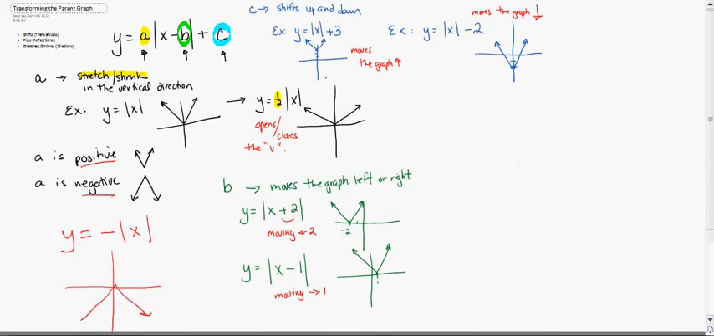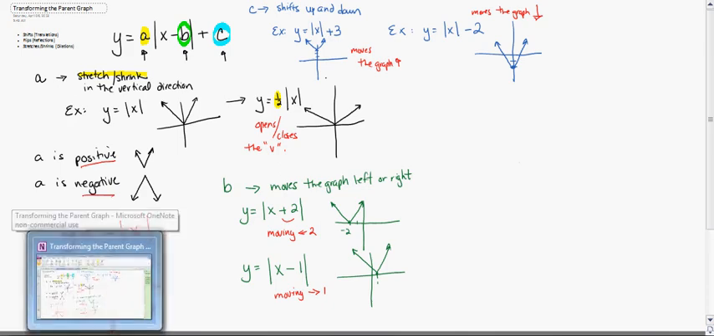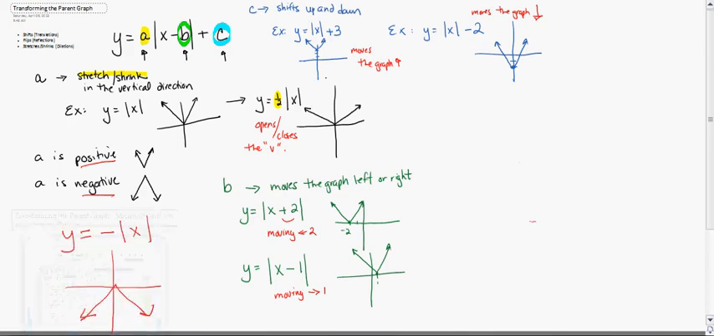The B moves the graph to the left or the right, and it's always the opposite of what you think. If it's adding, you're going to be moving it to the left. If you're subtracting, you're going to be moving it to the right. And the C shifts the entire graph up and down, and that's sort of what you think it might be. That's outside the absolute value bars, whatever you're adding or subtracting outside. And that's going to shift up if you're adding and shift down if you're subtracting.